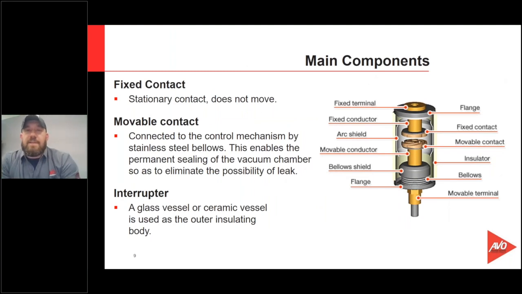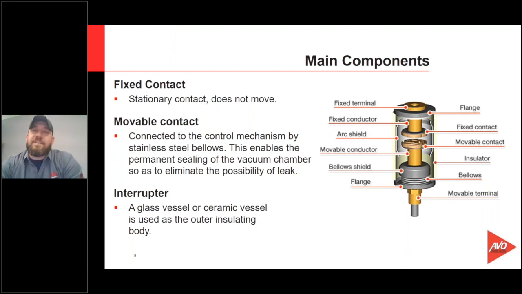You can see on the right side of the picture, we have a fixed terminal on the top portion, a fixed conductor, an arc shield, a movable conductor, and then a bellows shield, a flange, another flange on the right-hand side, a fixed contact, an insulator, bellows, and then of course the movable terminal.